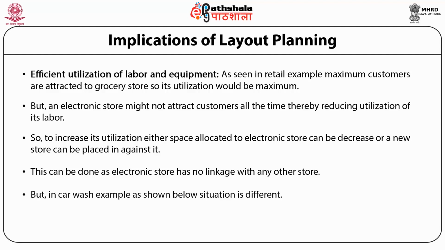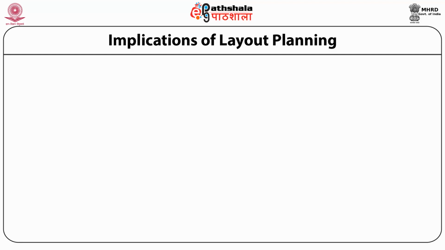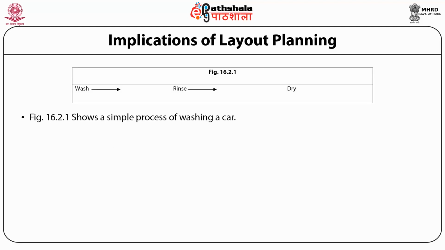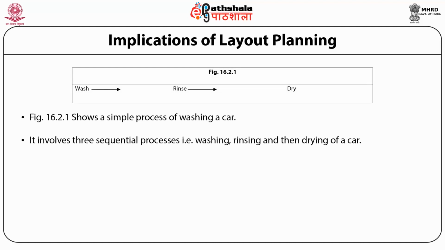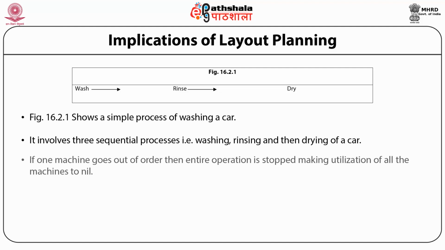But in the car wash example as shown below, the situation is different. Wash, rinse and dry. The figure shows a simple process of washing a car. It involves three sequential processes, that is washing, rinsing and then drying of a car. Now each machine involved in a particular process can only do one kind of job. If one machine goes out of order, then the entire operation is stopped, making utilization of all the machines nil.